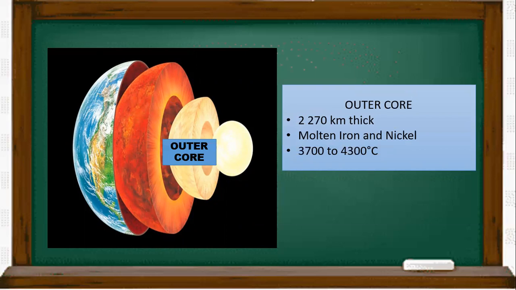The core is divided into two layers. We have the outer core, which is located below the mantle, and the inner core, which is the solid center of the planet. The outer core is the only layer of the Earth that is liquid, and it is made up of molten nickel and iron. It is about 2,270 kilometers thick and has a temperature that ranges from 3,700 degrees Celsius to 4,000 degrees Celsius.